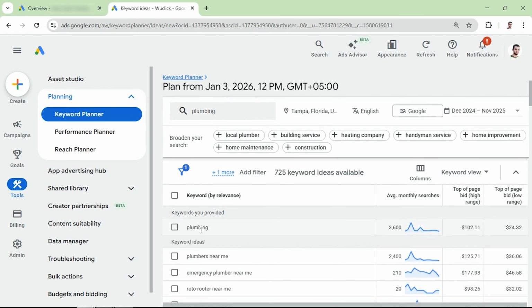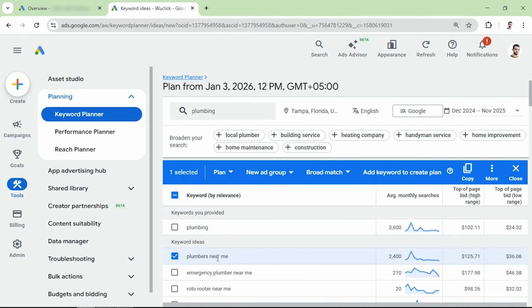And it might be too broad, and let's say we're going to choose a more specific keyword, which is plumbers near me. And in your case, let's say if you're a locksmith, you can say locksmith near me, or if you're a roofer, you can say roofers near me. And you can see the search volume, and as you can see, 2.4 thousand. This is only one keyword, and let's say you can have 50 plus or 100 plus keywords.